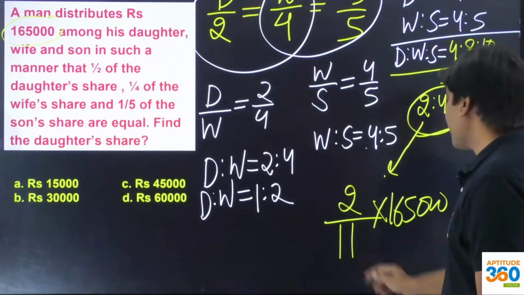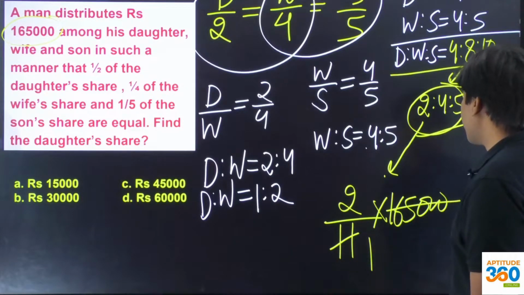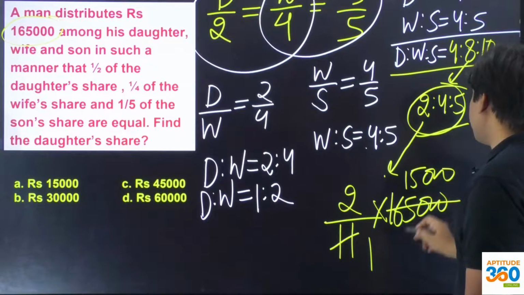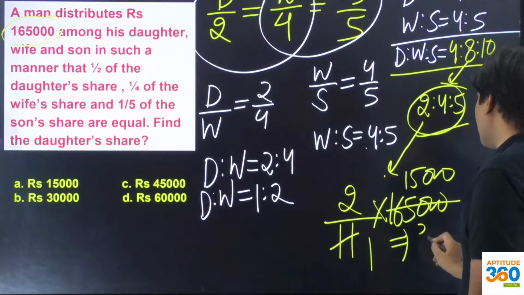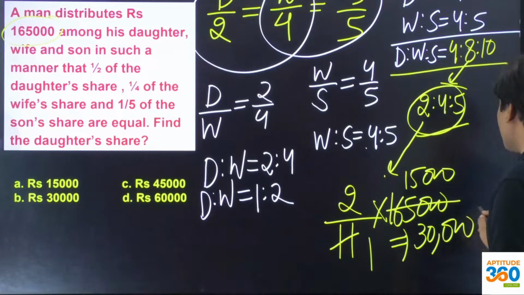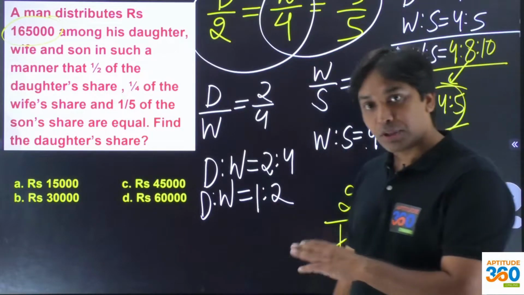165,000. Now let us try to divide this. So 1 and then 5. So this is 15,000. 15,000 into 2. The value with daughter is coming out as 30,000.